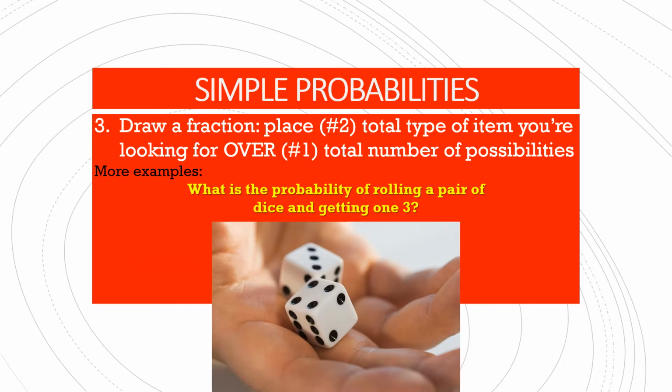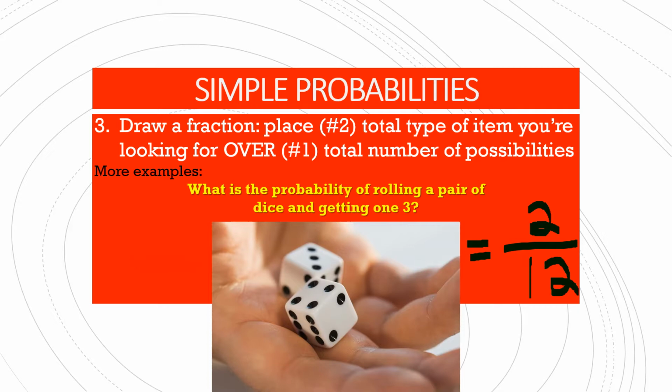Now, what is the probability of rolling a pair of dice and getting a 3? Well, one die has 6 sides to it. A pair of dice has 12 sides, doesn't it? Of course. So the 12 is the total that we're going to put on the bottom of the fraction because there's 12 sides possible. And how many 3s are possible in 2 dice? Well, there are 2 3s. There's 1 3 on each die. So there's 2 3s. So we're going to put the 2 on the top of the fraction.